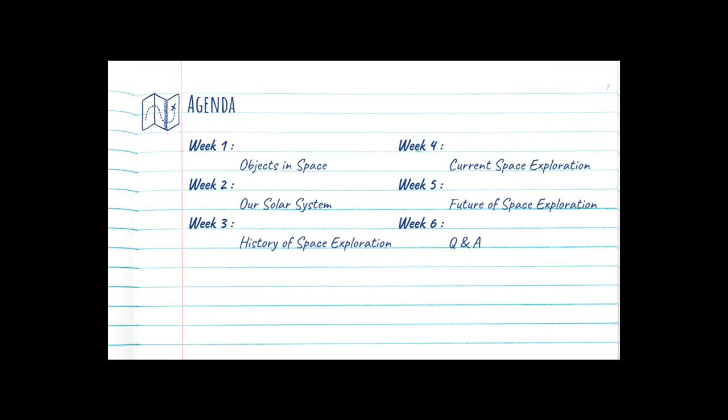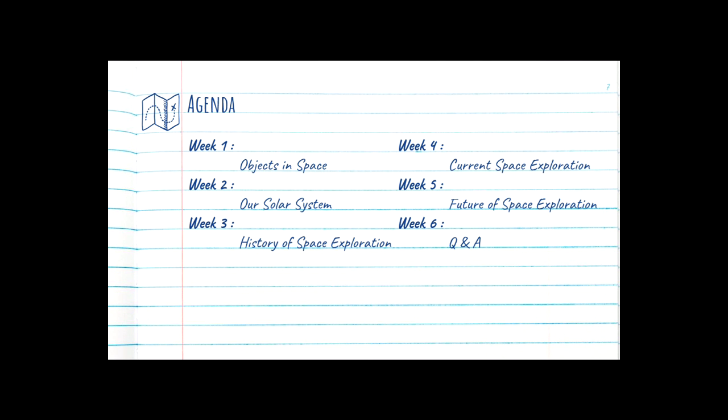The agenda for this module, we're going to have 6 different videos. We're going to do objects in space for our first one. So we're going to talk about all of the different things that you can find in outer space. Then for the second, we're going to be a little bit more specific and look specifically at our solar system. What can we expect to find in our solar system? And what are some neat things that we should just generally know about our solar system?